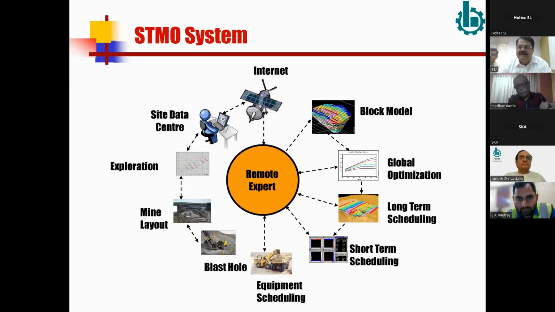In this regard, for short-term mine planning, blast hole sampling is very essential. So based upon the short-term and long-term planning, the remote expert will tell the sequencing of the blasting according to the needs and the mine layout, and it is again sent to the site. So everything in this system can be carried out remotely, sitting in one office and responding quickly to the needs of the client.